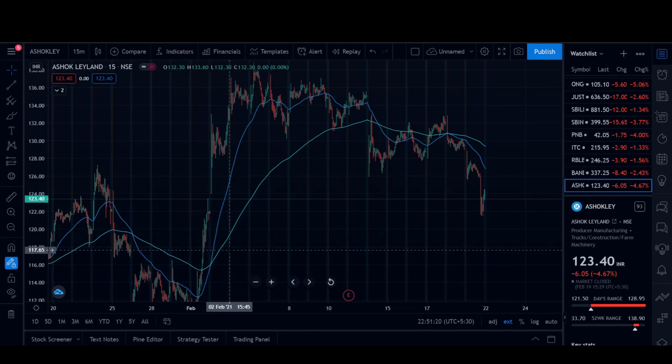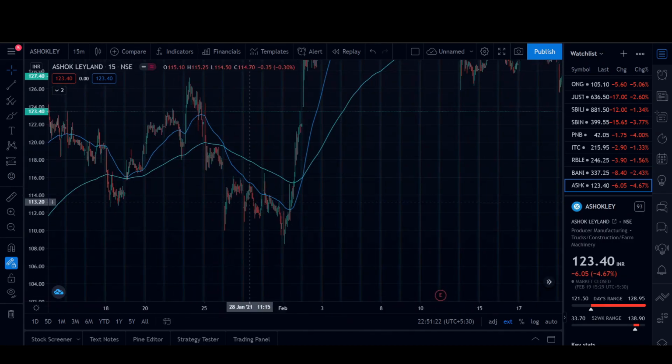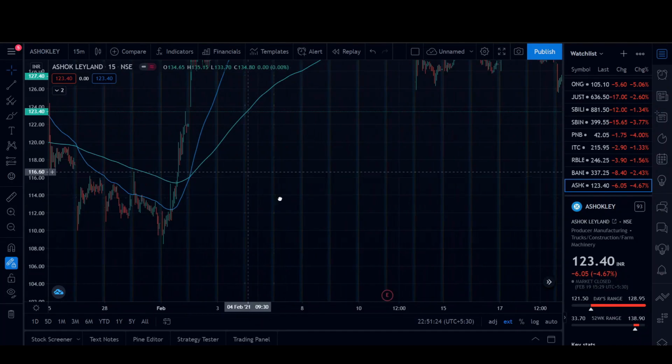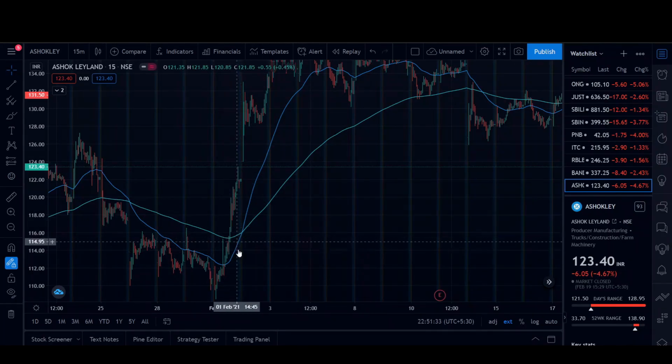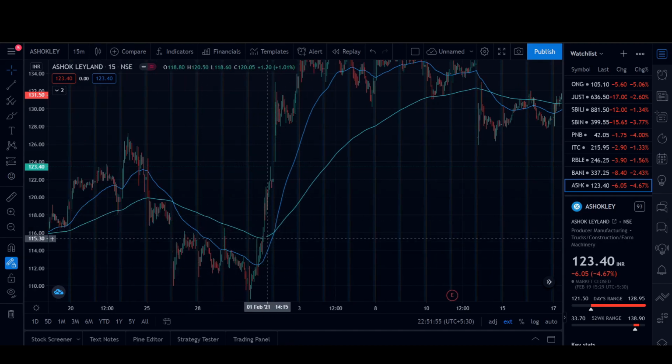As you can see here, the smaller EMA has cut the larger EMA from below it. The 50 EMA has cut the 200 EMA from below it. When this happens, it indicates a buy signal. When the smaller EMA cuts the larger EMA from underneath, it indicates a buy signal. It cut it here, it gave us a signal here, and the stock went long.